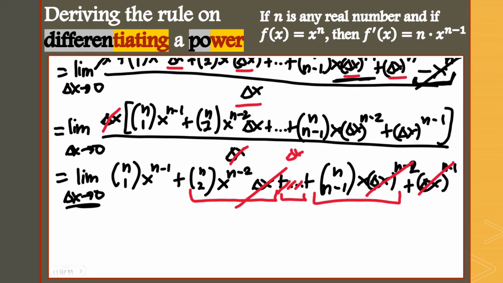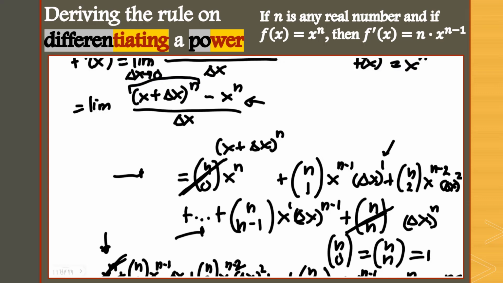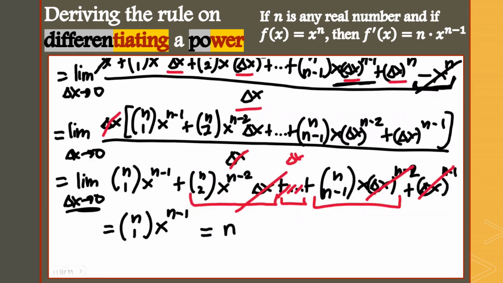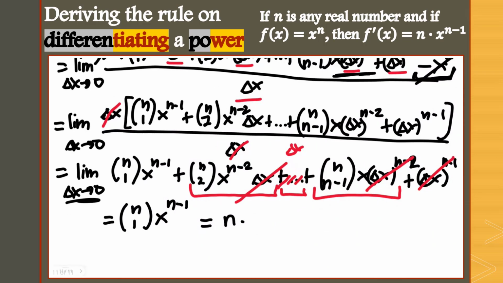This is also 0. Leaving us with the final form, the limit of n taken 1, x to the n minus 1. Because we already applied the limit, we will have this form. We already substituted delta x approaches 0, so we have this. n taken 1 is actually n in combination. n taken 1 is n. As earlier, n taken 0 is 1, and n taken n is 1, n taken 1 is n, times x to the power of n minus 1.